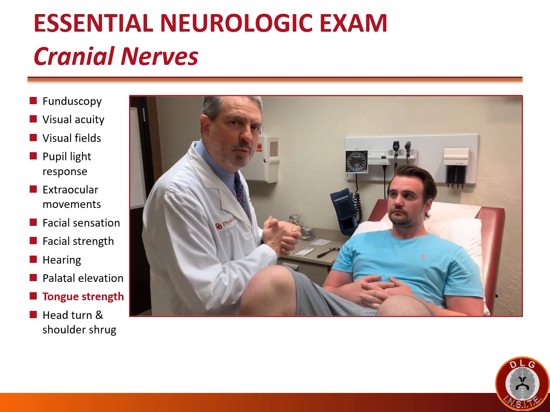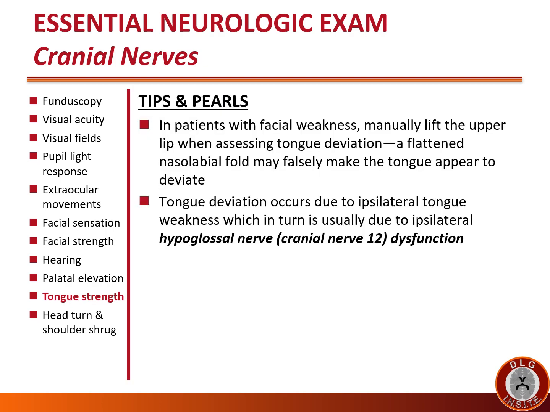Perfect. Normal tongue strength. Tips and pearls, cranial nerves, tongue strength. In patients with facial weakness, manually lift the upper lip when assessing tongue deviation. A flattened nasolabial fold may falsely make the tongue appear to deviate. Tongue deviation occurs due to ipsilateral tongue weakness, which in turn is usually due to ipsilateral hypoglossal nerve, cranial nerve 12, dysfunction.